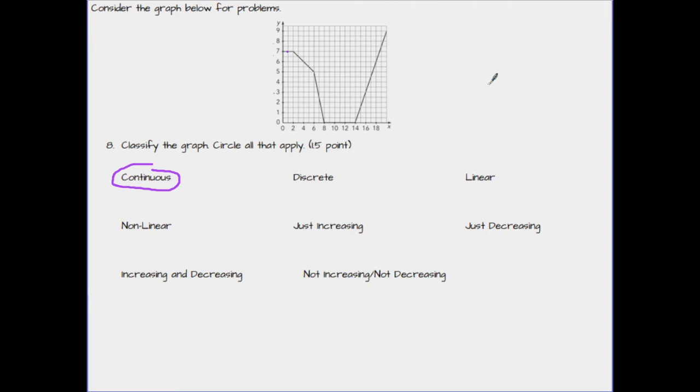Linear would be if it was a straight line. So this one is nonlinear because there's a lot of different parts of it. It's not just one single straight line. Just increasing, just decreasing. Just increasing would be like maybe like that. That would work too, but we see parts going down as we go left to right. So we have increasing and decreasing here. So these are the only three things that we would classify for this graph.